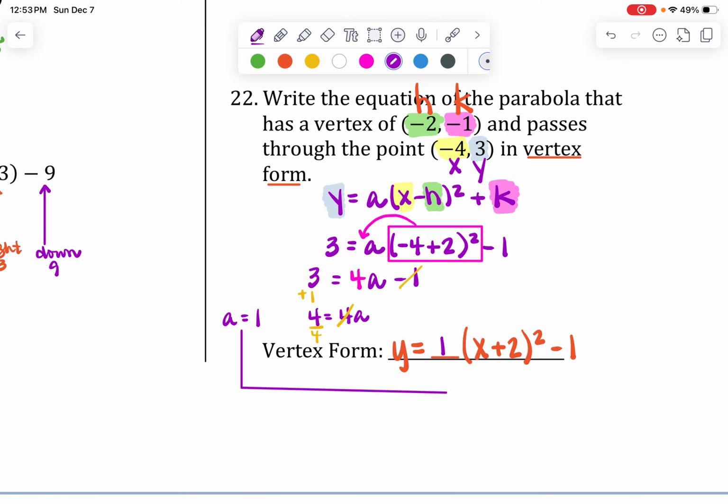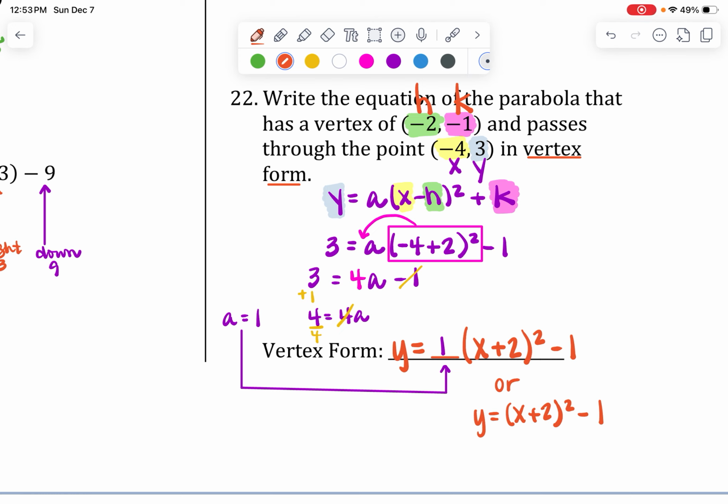Now, obviously, you don't have to write the 1. It's kind of understood to be there, but I would totally take your answer, right? Or you could just write it as y equals (x plus 2) squared minus 1, right? I'll take it either way.